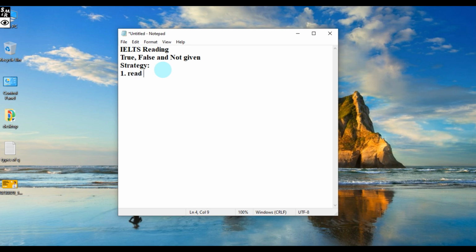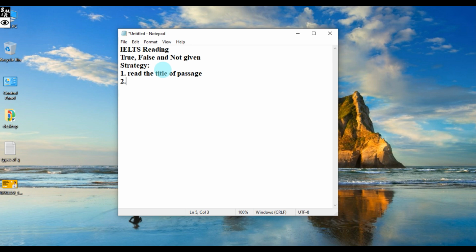Read the title of the passage. P-A-S-S-A-G-E, passage. You need to first understand what the passage is about, whether it is science based, or education based, or humanity based, or economic based. This is the most important.